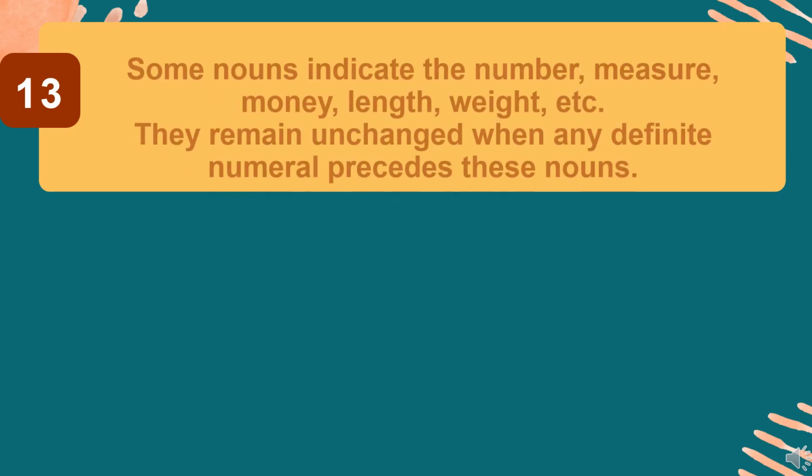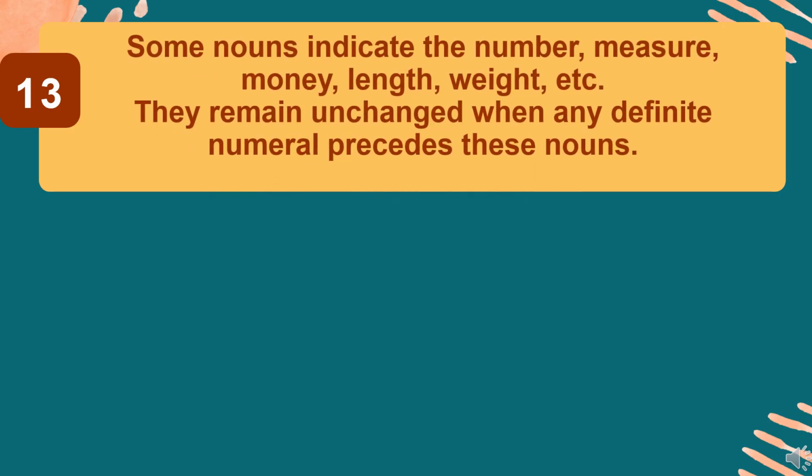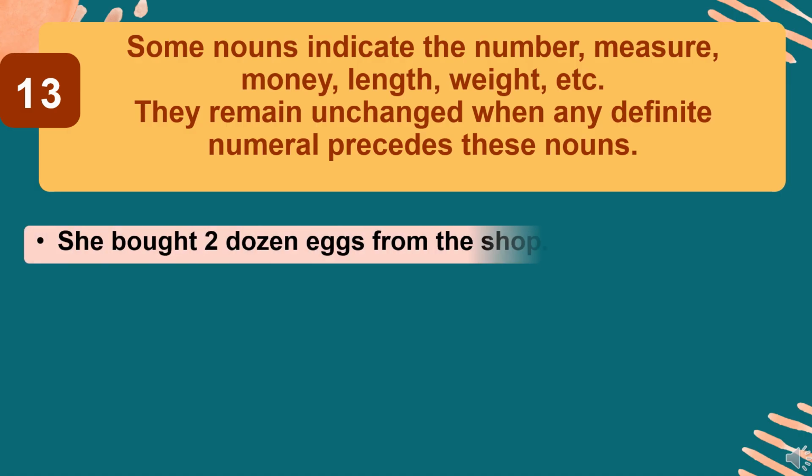Rule 13, nouns of number and measure after numerals. Some nouns indicate number, measure, money, length, or weight, for example, dozen, hundred, million, foot, kilogram. When a specific number, a definite numeral, comes before them, they remain in their singular form. Let's look at the examples. She bought 2 dozen eggs from the shop.